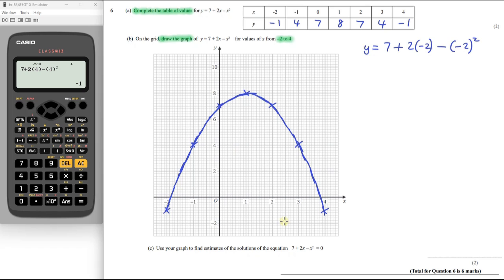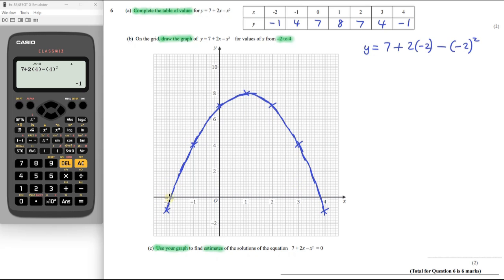So now let's take a look at part C. Yes, we do need to use the graph. Use the graph to find estimates of the solutions of this equation. So our equation is exactly the same as the previous equation, but we've just replaced the y with 0. So all we're doing is, on our graph, looking at where y equals 0. Well, y equals 0 along our x-axis. That's not a very good drawing, but hopefully you get the idea. Anywhere our graph crosses this x-axis is our solution.